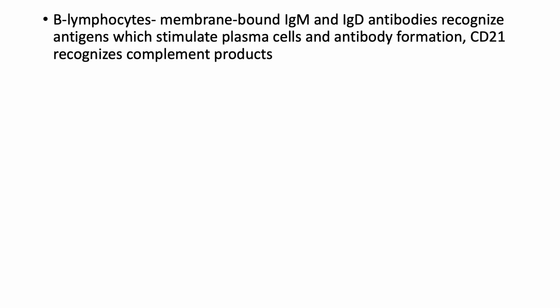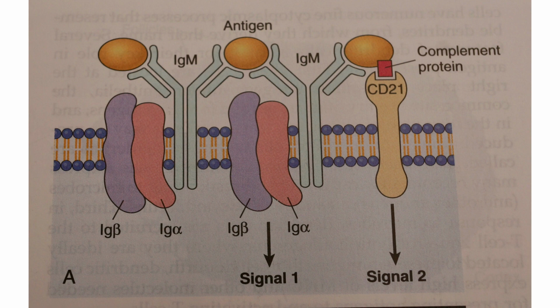B lymphocytes have membrane-bound IgM and IgD antibodies. They recognize antigens which stimulate plasma cells and antibody formation. The CD21 recognizes the complement products. And here's an example of that. This is the antigen presenting, this is IgM, membrane bound. Complement protein is a cofactor through CD21. Again, you have the membrane-bound Ig beta, Ig alpha, which sends a signal 1 and a signal 2 through CD21.